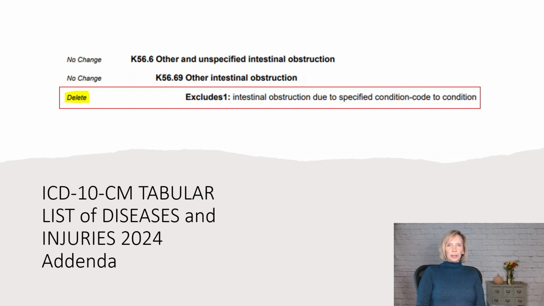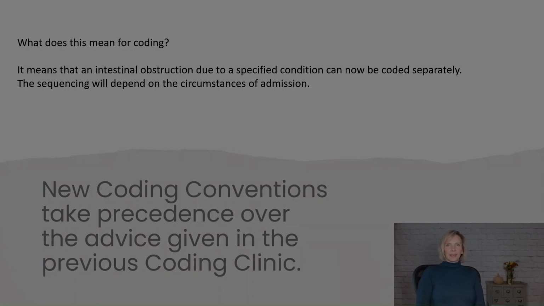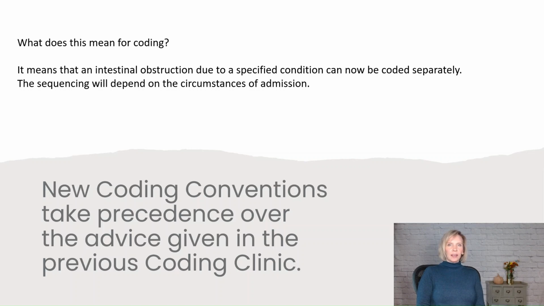New for fiscal year 2024, the Excludes1 note at code K56.69, other intestinal obstruction, has been deleted. What does this mean for coding? It means that an intestinal obstruction due to a specified condition can now be coded separately from the underlying condition. The sequencing will depend on the circumstances of admission. It's important to note that the new coding conventions take precedence over the advice given in the previous Coding Clinic.